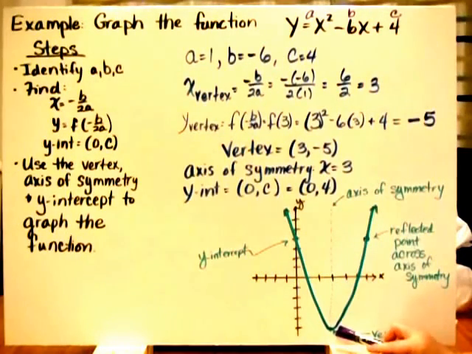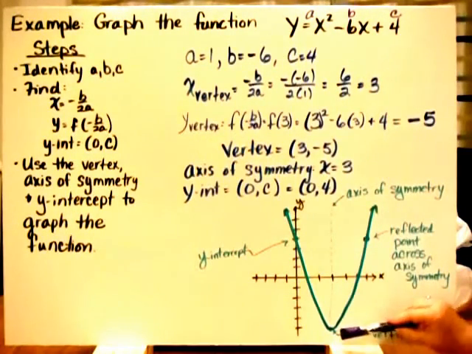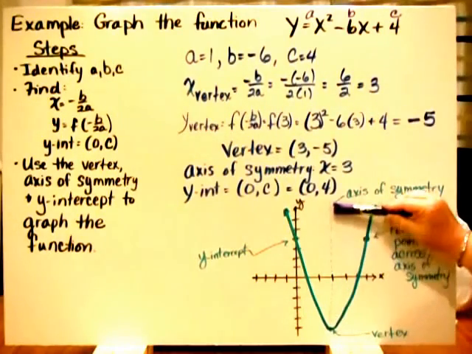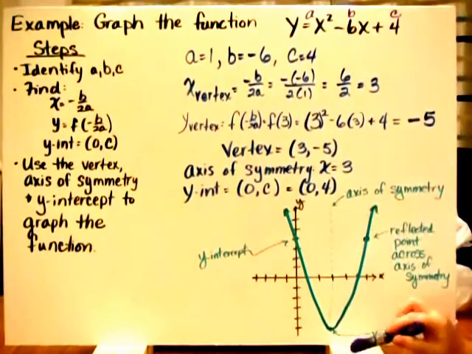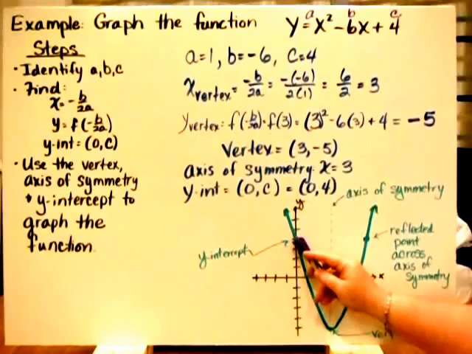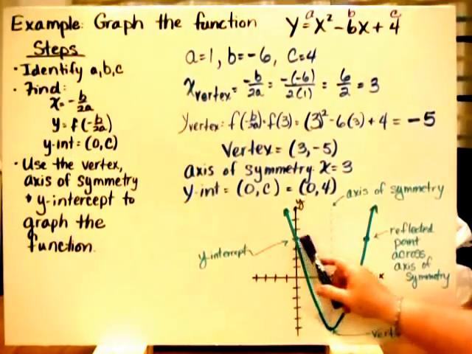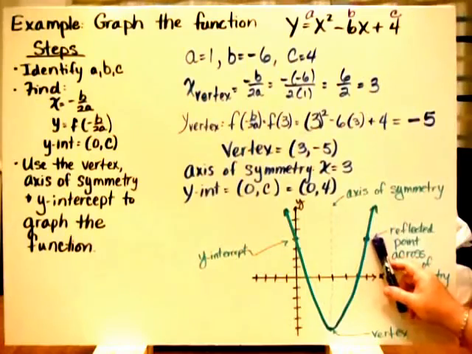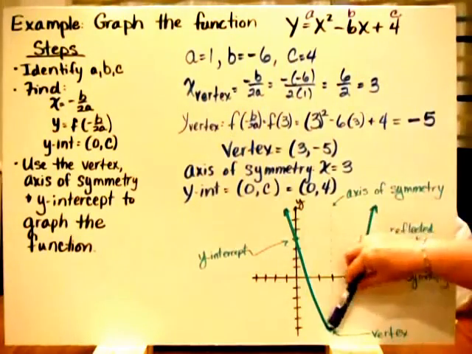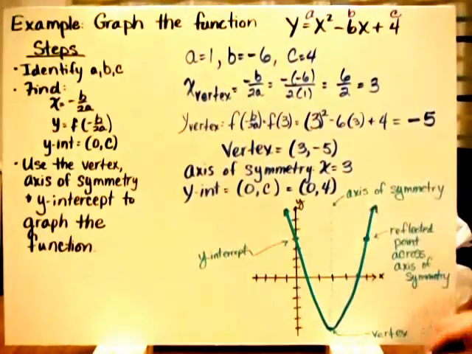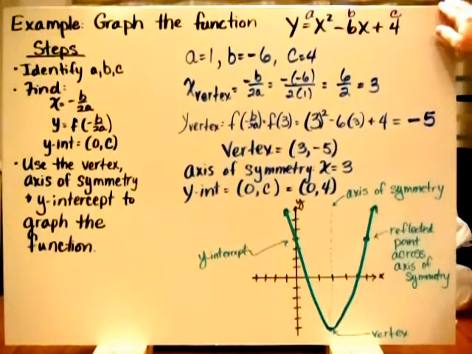So we graph the vertex, 3, negative 5. We draw the axis of symmetry right through the vertex. Our y-intercept was 0, 4, so we graph that. We reflect that point across the axis of symmetry to give us a point over here, and then we just draw the parabolic curve through the points.